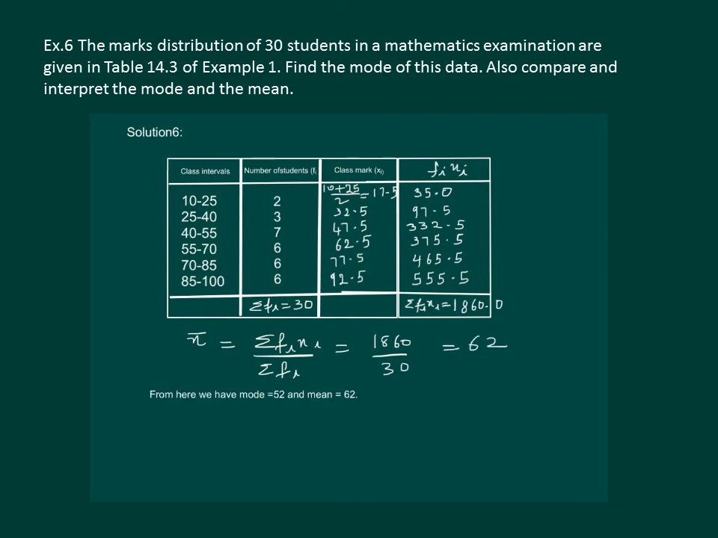So here we have mode equal to 52 and mean equal to 62, which means that the maximum number of students got 52 marks, while on an average the students obtained 62 marks.